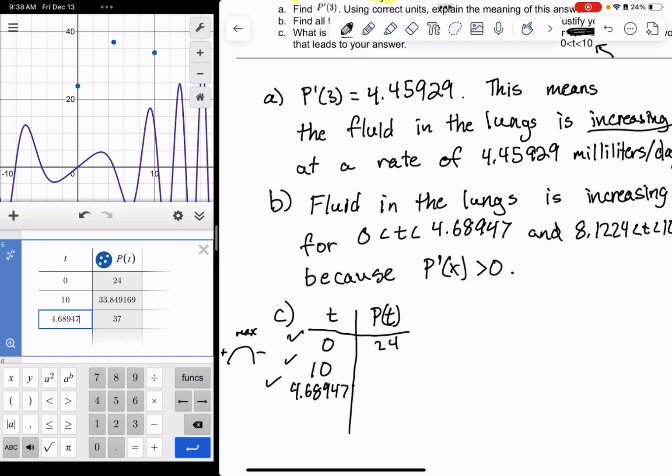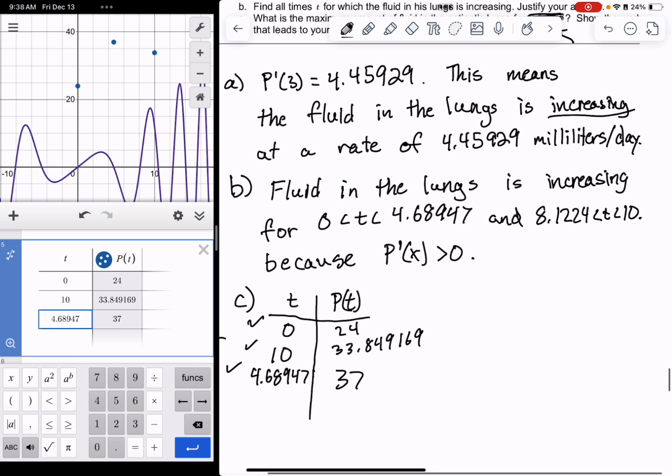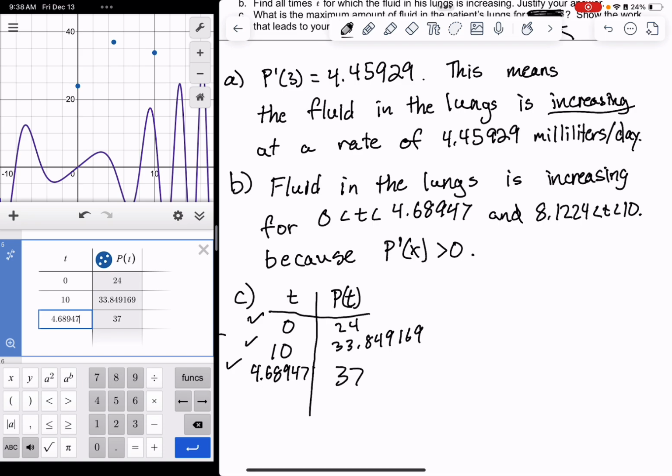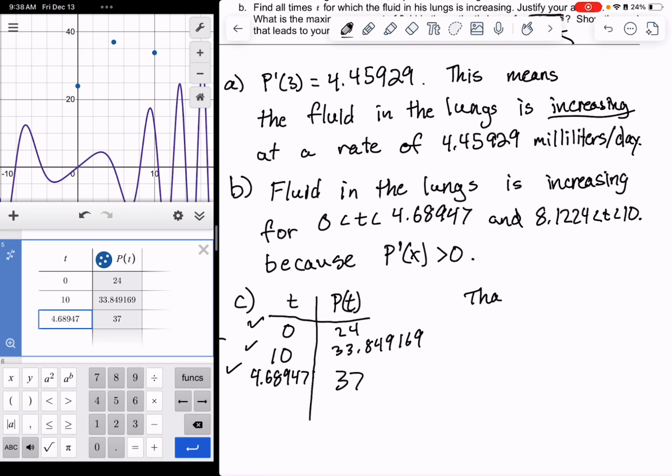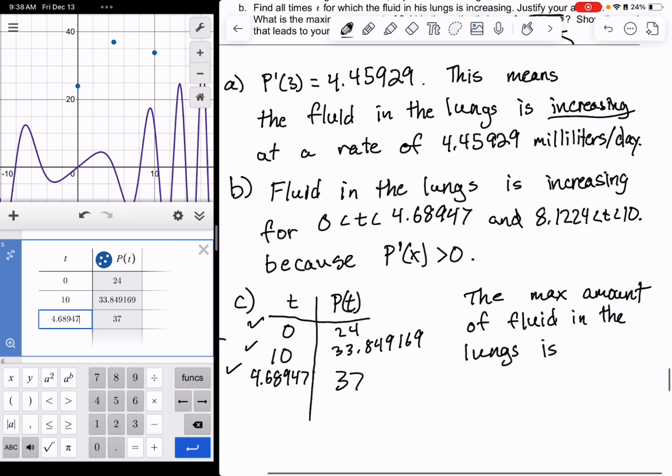And you can kind of tell it looks like it's going to be the 4.68947. So we have a 24, 33.849169, and 37. So to answer the question, the max amount of fluid in the lungs is 37 milliliters.